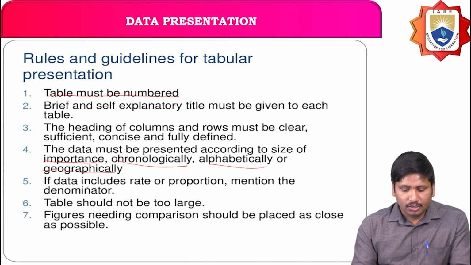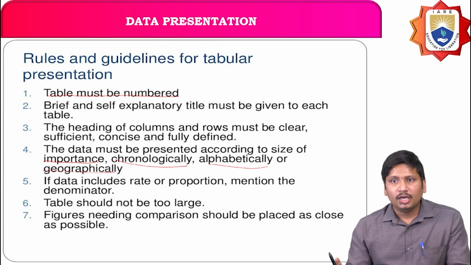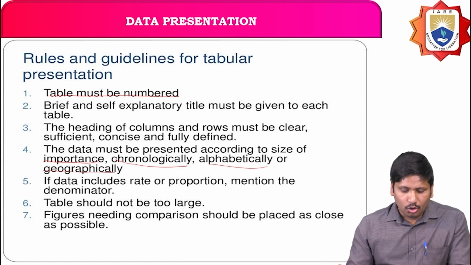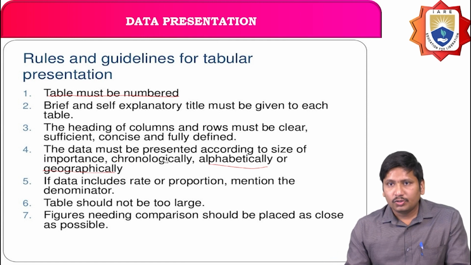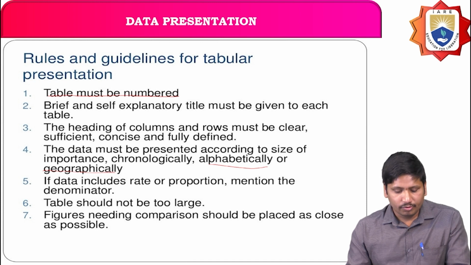So the next one is that if the data includes a rate or proportion, mention the denominator, right? So if the data includes some rate or proportion, we have to represent it in the form of a denominator. And then the table should not be too large, right?